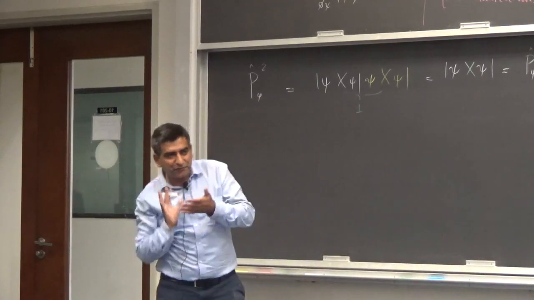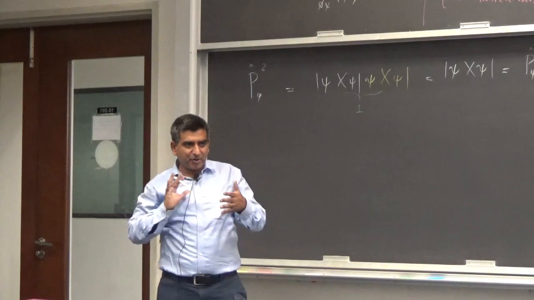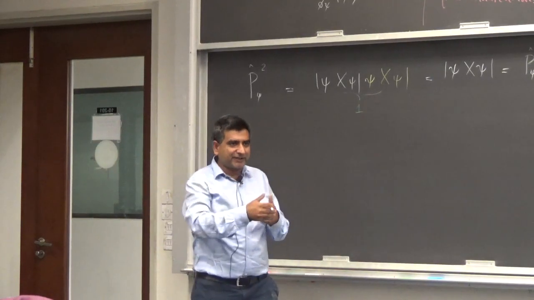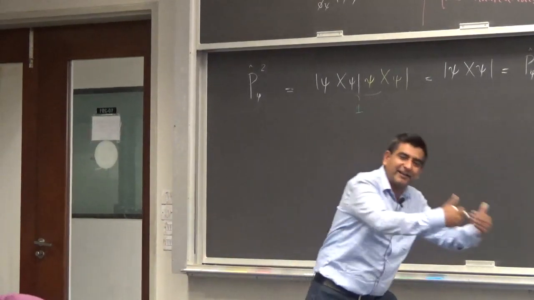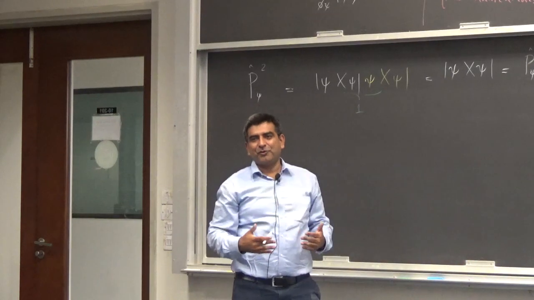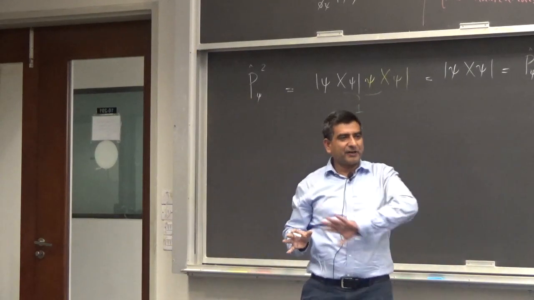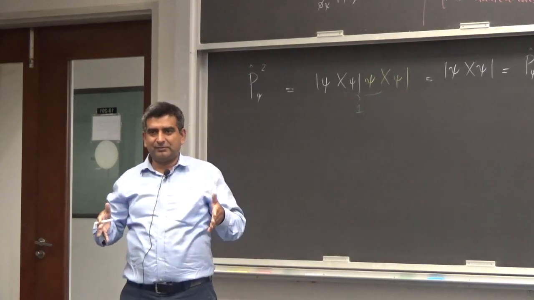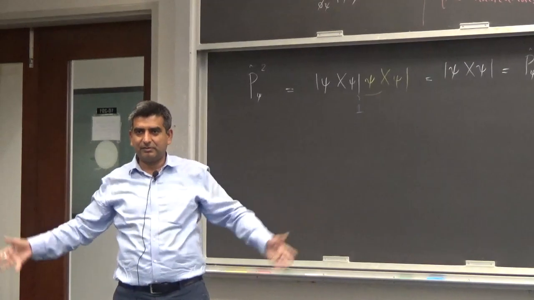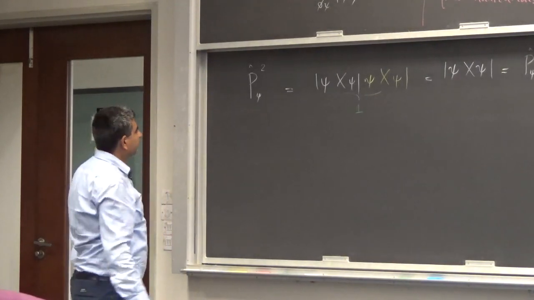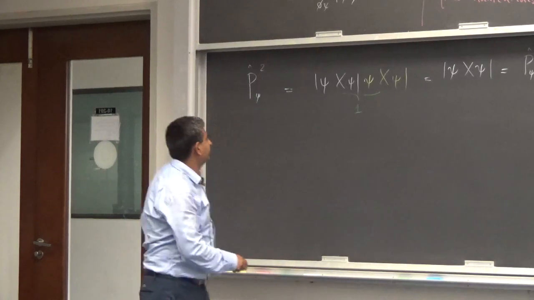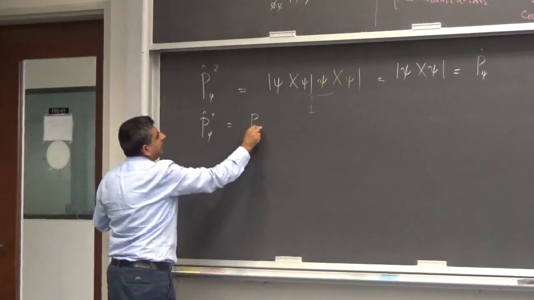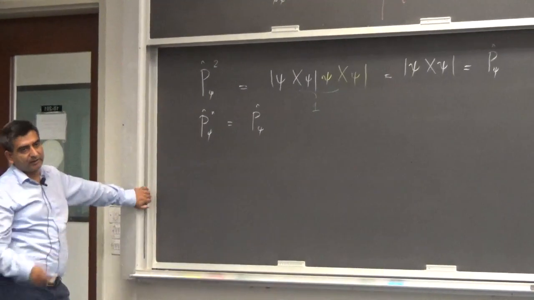So once you've created a new state, then you're projecting onto the same state again and again. So adding the projection operators one after the other is as good as adding it once. Alright? So this is a property of projection operators. You can add the projection operators any number of times and it yields the same operator.